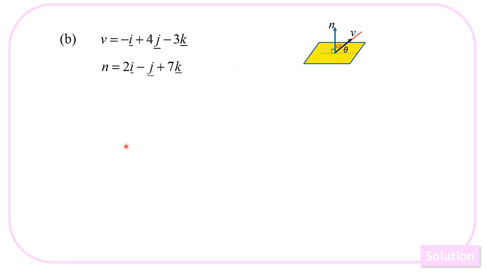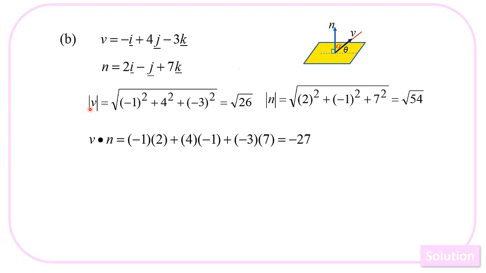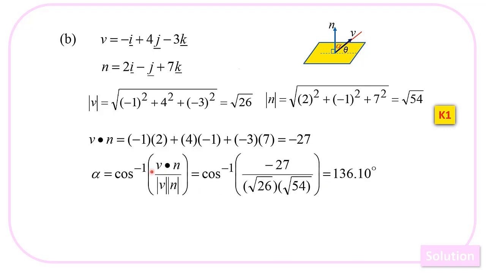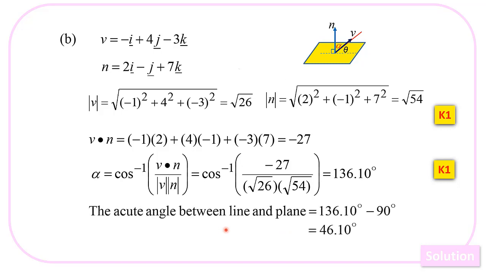So let's find alpha. To find alpha, we have to get the magnitude of v, the magnitude of n, and the dot product of v and n. So for that, we get K1. And then substitute into the formula of the angle between two vectors. So alpha is cos inverse of v dot n over magnitude v times magnitude n. So that is K1. So here, alpha is an obtuse angle. So to get theta, alpha minus 90. So that is K1, and the answer 46.10 is J1.